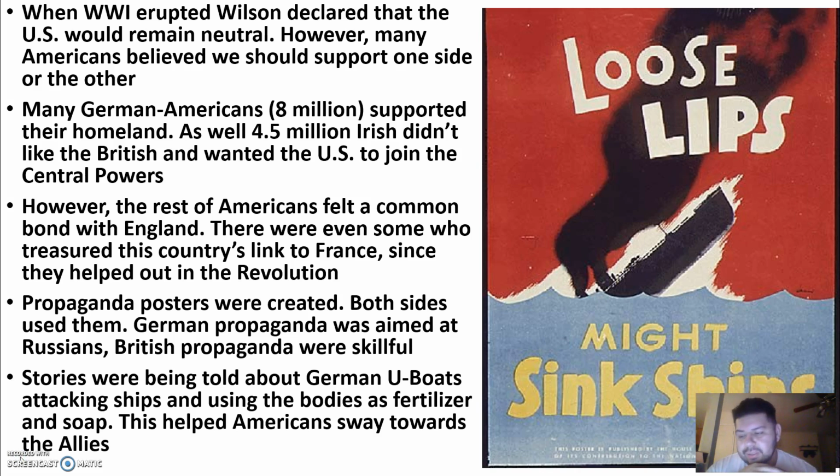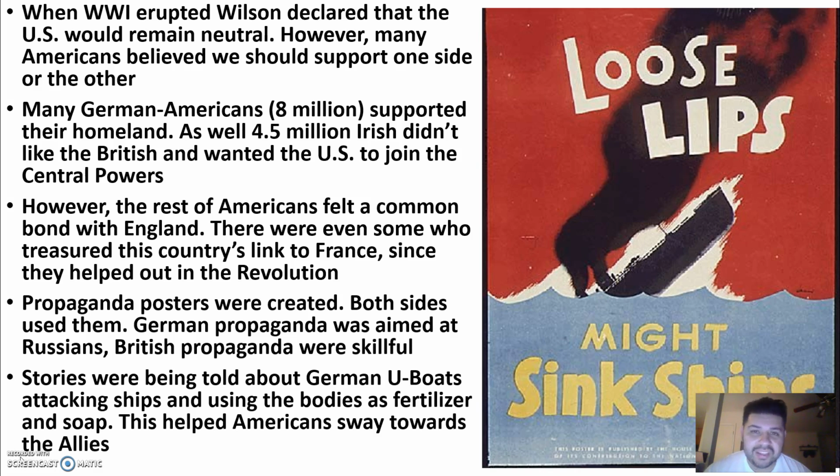All right, so here's the thing. When World War One starts and Archduke Ferdinand is assassinated, Wilson basically declares that the United States will be neutral. And that basically means we will not take either side. But many Americans believed that we should take a side, one side or the other. Now, there were a lot of German Americans, about 8 million of them, who supported their homeland. And then there was another 4.5 million Irish people who didn't like British people because of what they were doing with their country, and they basically wanted the US to join the Central Powers.